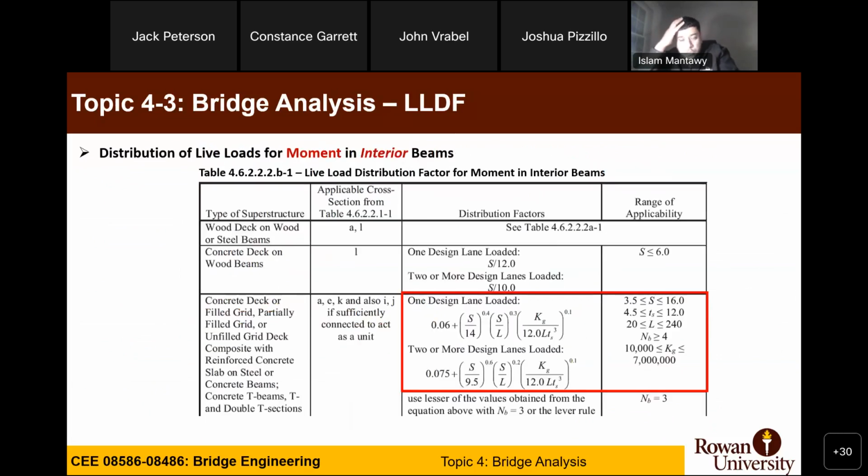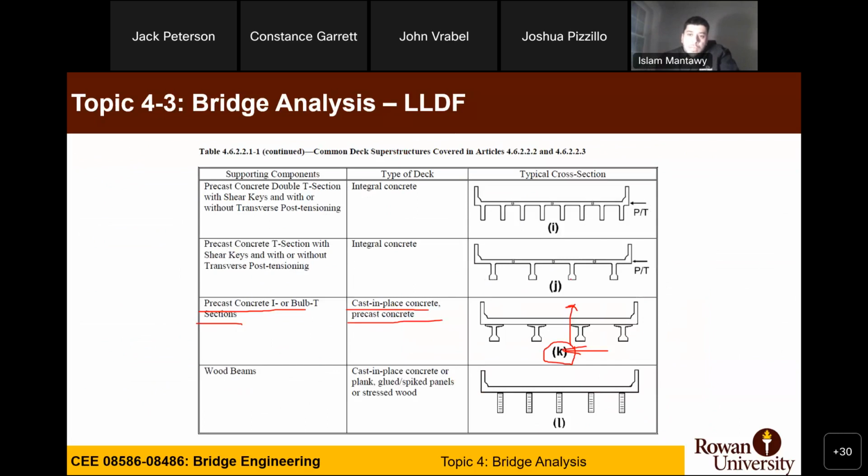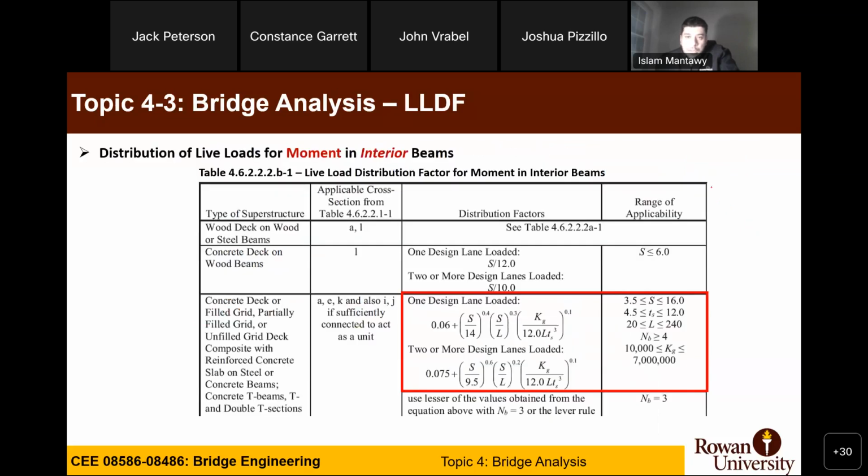Let's continue. Now, after we know the cross sections, whether it's A or K, we have to find the distribution factors from the tables, and there are a lot of tables. For example, here 4.6.2.2.2b-1.